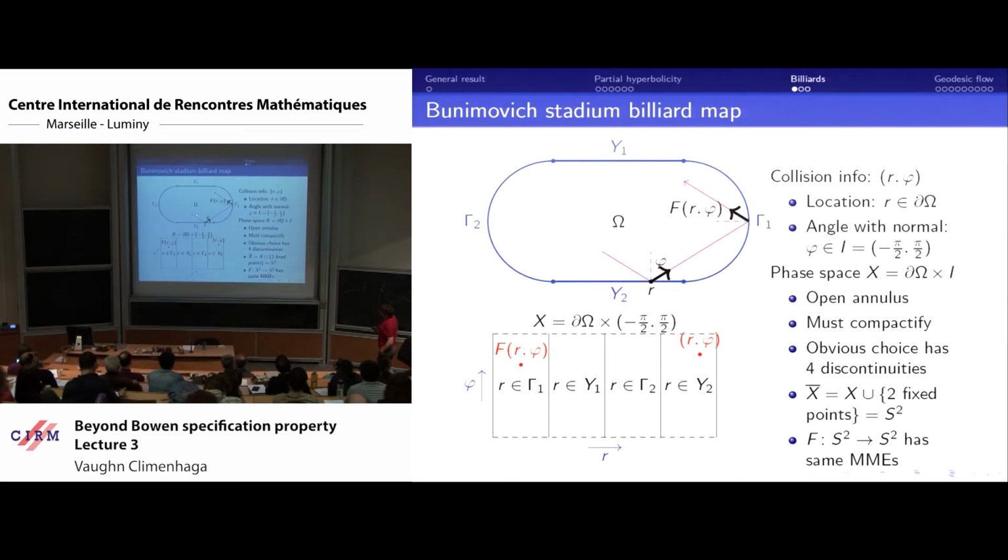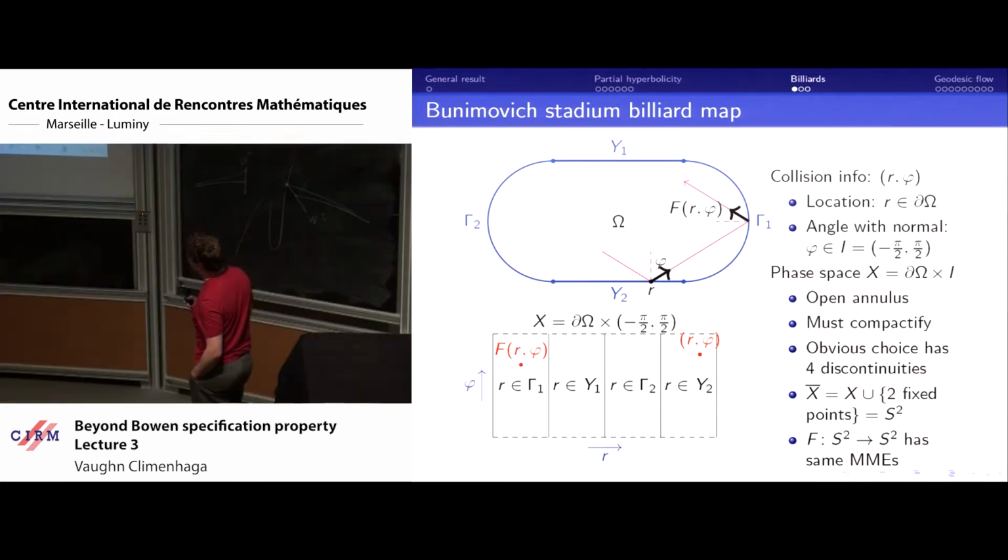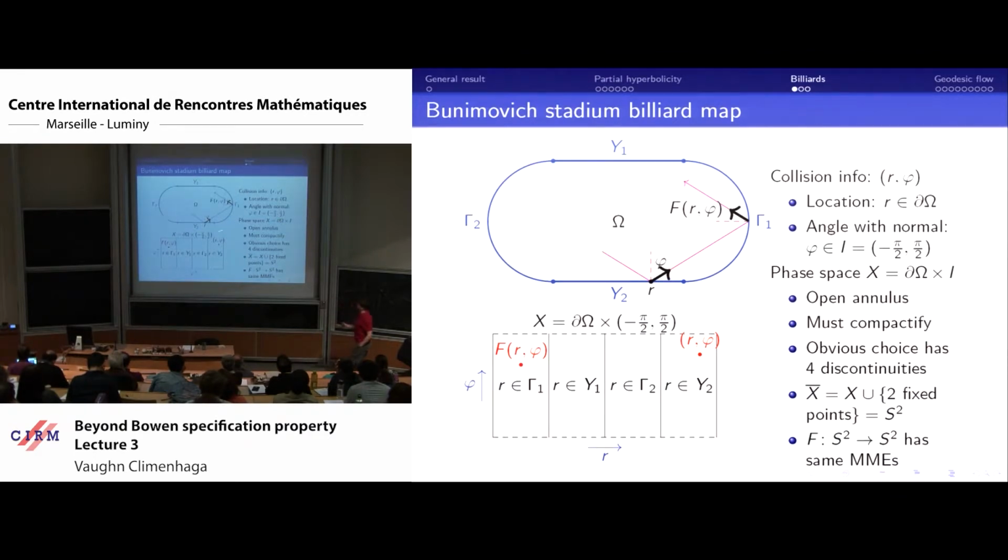And you consider the billiard map, which takes one collision to the next collision. The information on a given collision is given by two parameters, r and phi. R tells you the location along the boundary of the table. Phi tells you the angle that the direction makes with the normal. That angle can be anywhere from -π/2 to +π/2. It's an open interval. So your phase space is this direct product. Of course, the boundary of the table is topologically a circle. So the phase space is an open annulus, which is represented here.